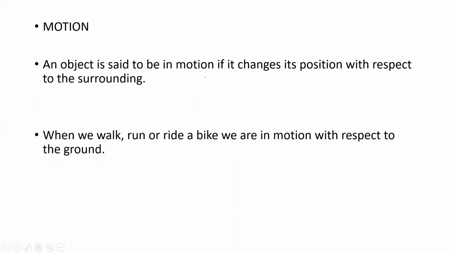Next definition: what do you mean by motion? An object is said to be in motion if it changes its position with respect to the surrounding. So rest is when the object is not changing its position with respect to surrounding and time. When it is changing its position, it is said to be in motion. For example, when we walk, run, or ride a bike, we are in motion with respect to the ground. This is an example of motion of a body.